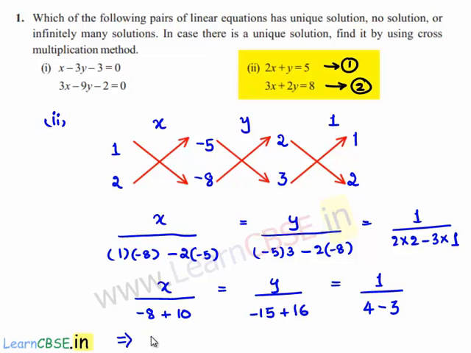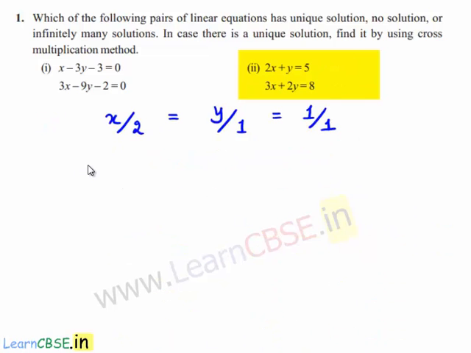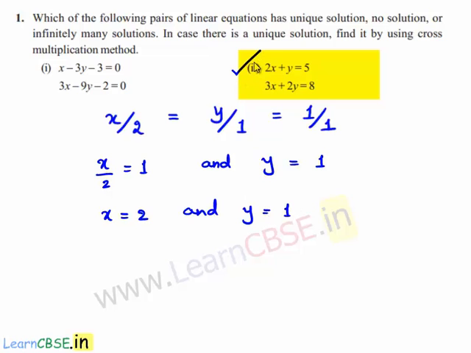So we'll be getting x divided by -8 plus 10 is 2, which is equal to y by 1, which is equal to 1 by 1. Now we can write x by 2 is equal to 1, and y by 1 is nothing but y is equal to 1. So we can write x is equal to 2 and y is equal to 1. Therefore, the solutions for the given set of linear equations are x is equal to 2 and y is equal to 1.